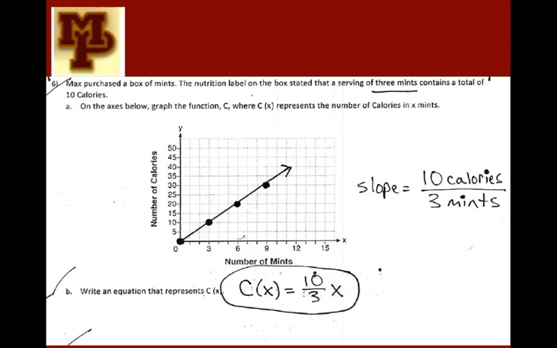Okay, this one we can just kind of plot the points that they talk about. So it says 3 mints gives you 10 calories. So I just plotted that, 3 mints, 10 calories. And then did that again. It looks like you go up 10 calories for every 3 mints. So I just went up 10 calories every 3 mints, up 10 calories every 3 mints. Make a nice little line, and that's your slope. And then if you want to write an equation for that, you just put your slope in there. You know how it's y equals mx plus b. Well, the y-intercept is 0 because if you have 0 mints, you also have 0 calories. So that's a good equation for this situation.